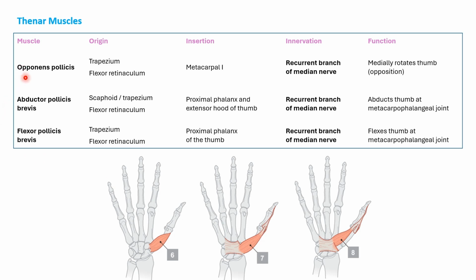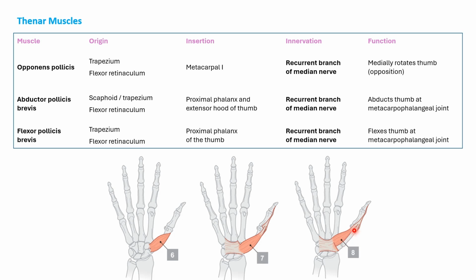So opponens pollicis function is opposition of thumb, abductor pollicis brevis is abduction of thumb. And the third one is flexor pollicis brevis, origin from trapezium and flexor retinaculum, inserts to proximal phalanx of thumb, and innervated by recurrent branch of median nerve. Function is flexes thumb at metacarpophalangeal joint.